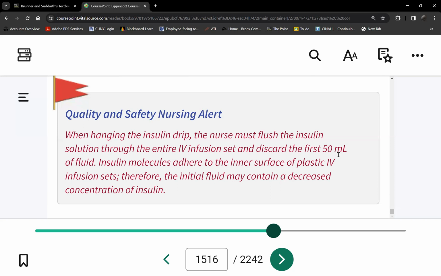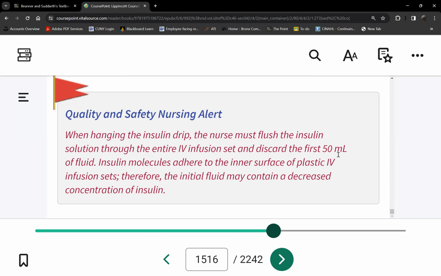Okay, so the insulin stuck to the tubing. So therefore, you have to waste the first 50, and then when you give it to the patient, they get insulin. Because otherwise, you're running it. Imagine it was only running 7 ml per hour, right? If it's running like that, is the patient getting insulin for the next 7 hours? None whatsoever. You understand? Does that make sense?